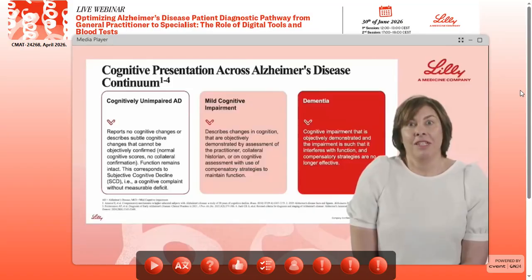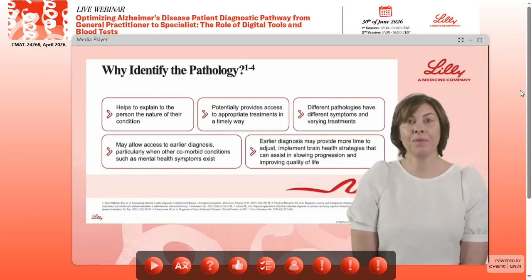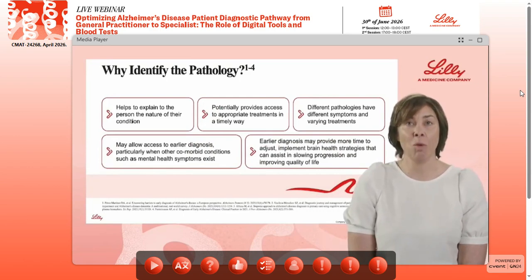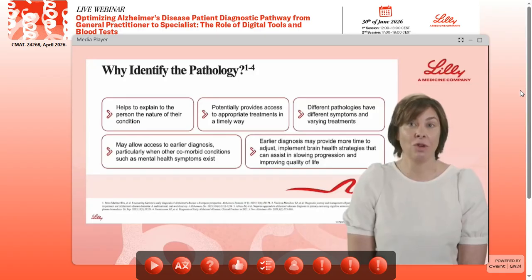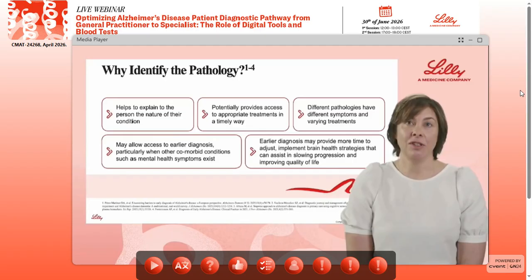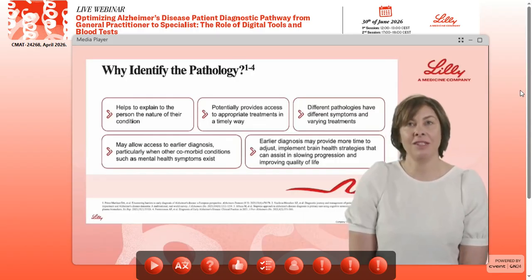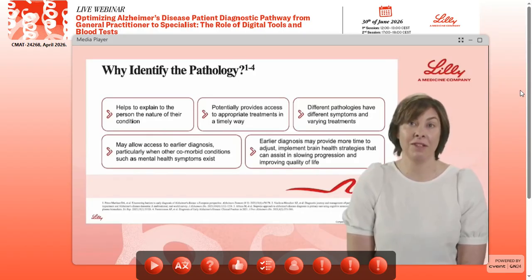So why do we even bother identifying the pathology? Well, I think it helps the person understand the symptoms that they're experiencing and what that actually means for them. I think it also enables us to potentially direct people to more effective treatment modalities and potentially clinical trials. We know that there are many different pathologies that lead to cognitive change, and this is only going to tell us about one of them, but it will help us to understand whether there are any other pathologies there that we need to look for, particularly if a person experiences a negative result.